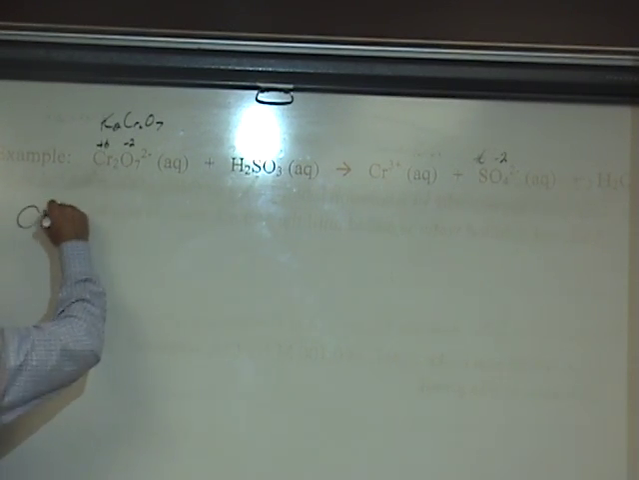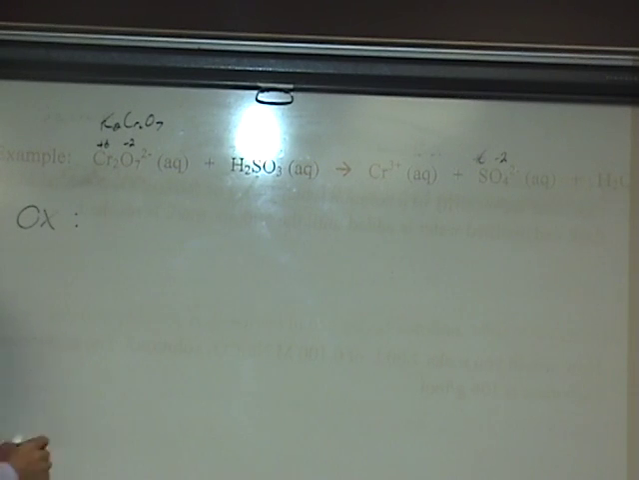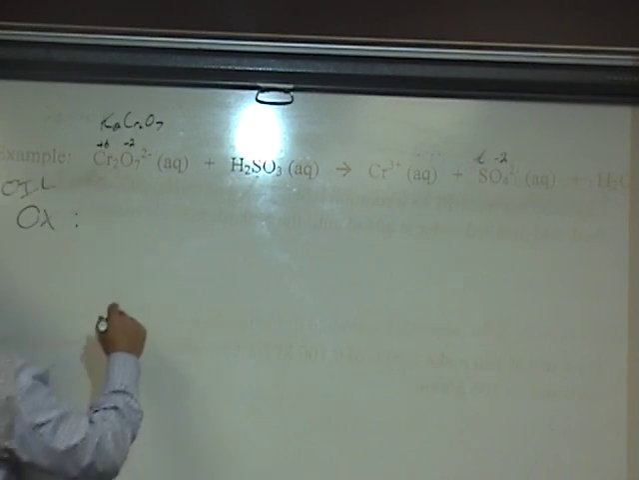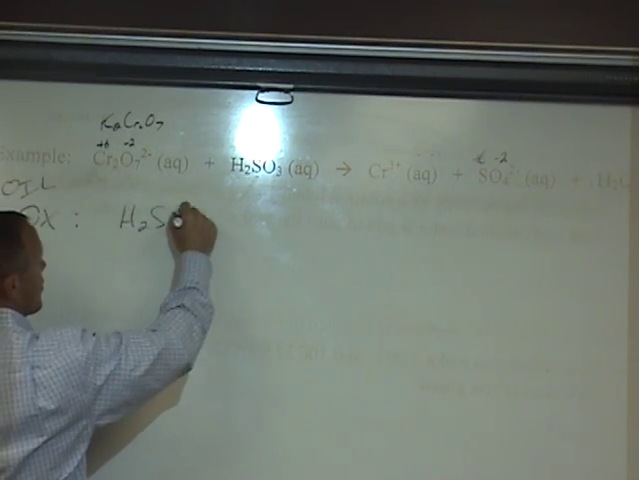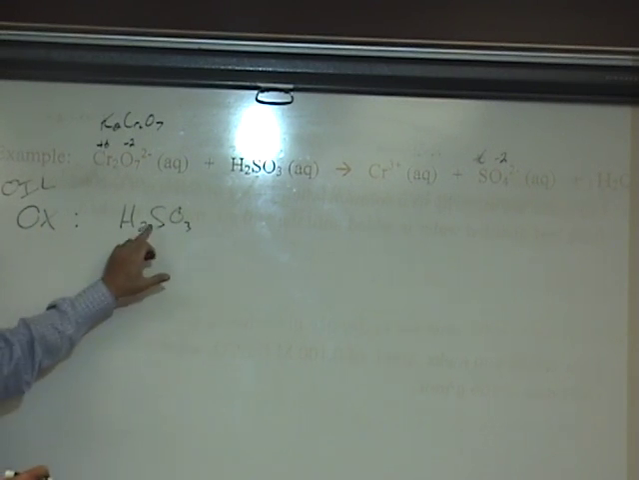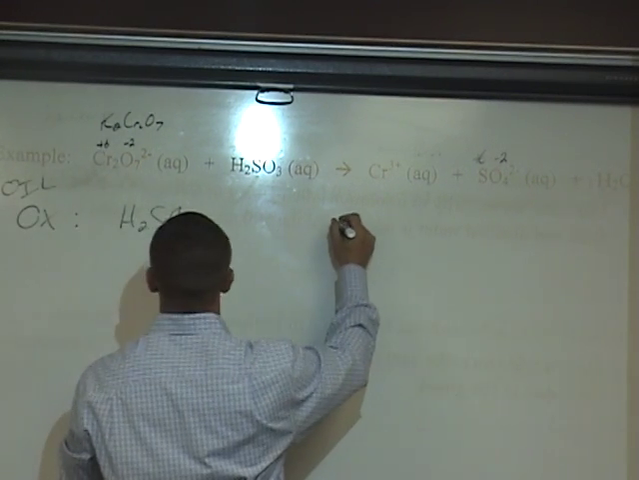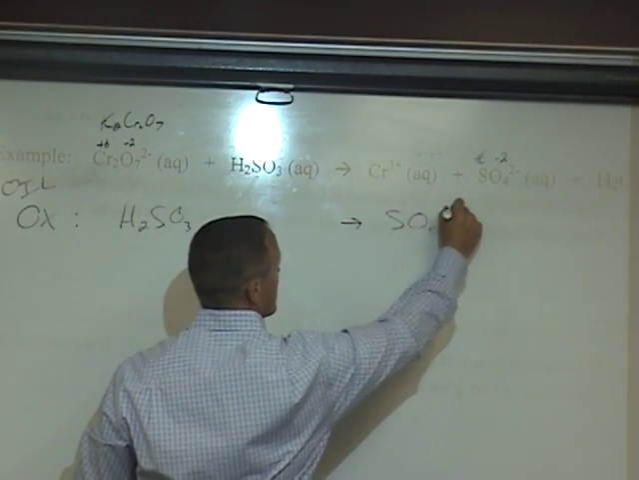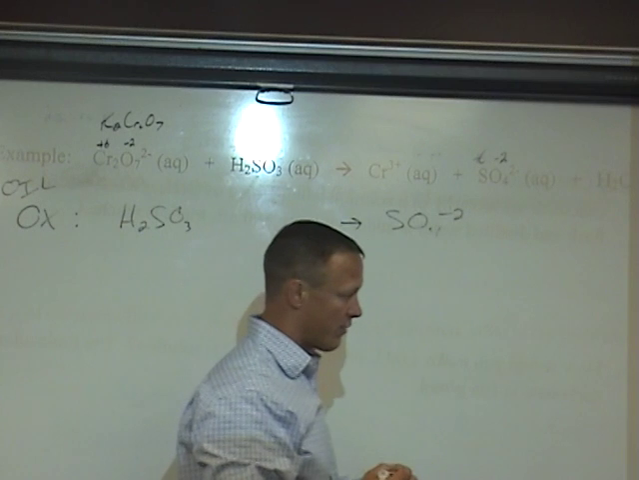Let's do our oxidation first. You can do either one first. So remember, we'll do half reactions for each one. So our oxidation would be, remember, oxidation is losing, OIL. So we have H2SO3. Okay, it's only the sulfur element that is being oxidized. SO4 -2.